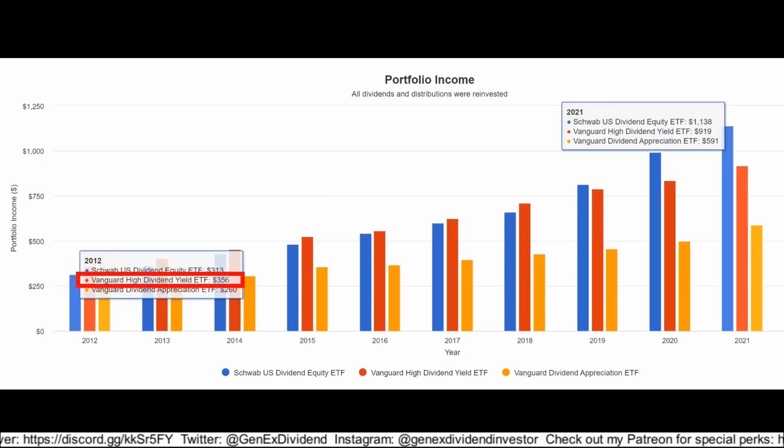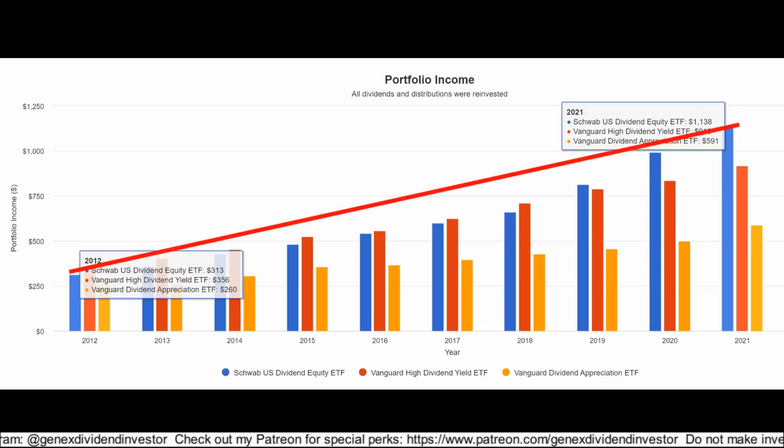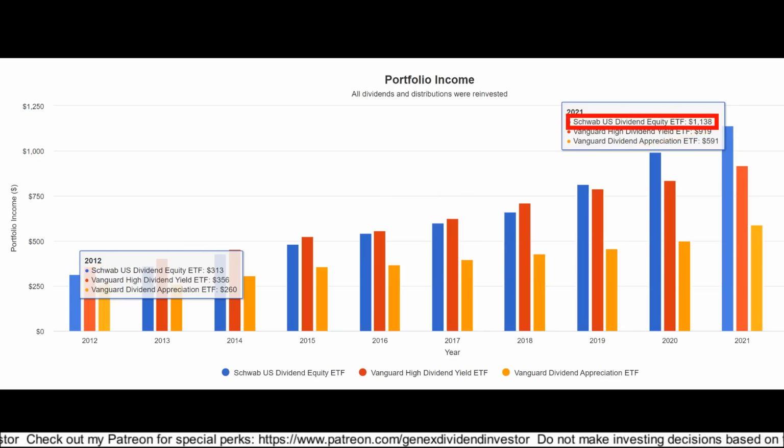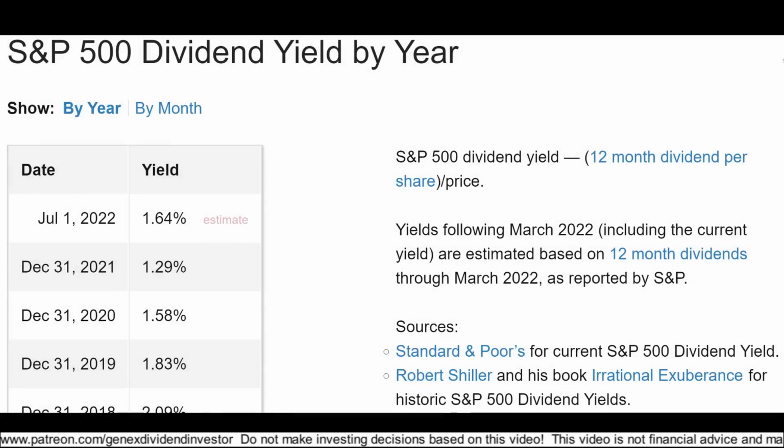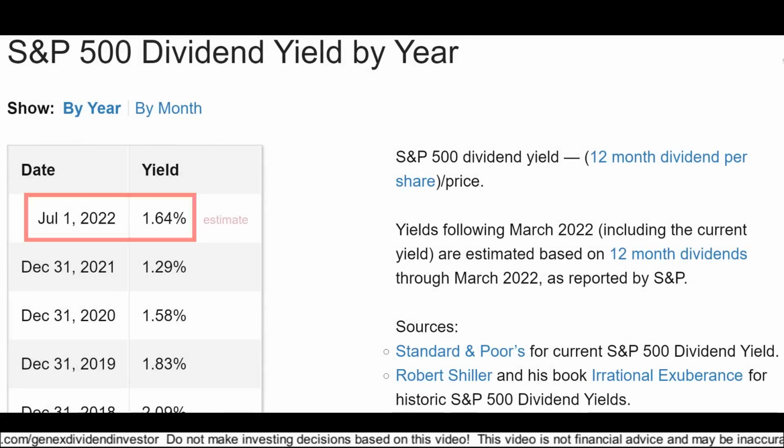We see that Vanguard's high dividend yield ETF had a slightly higher starting yield at 3.56%, and the Vanguard dividend appreciation ETF had the lowest starting yield at 2.6%. And then if we look over time, we see that SCHD's dividend has grown the fastest, and in 2021 it would have yielded $1,138 of dividends versus $919 for VYM and $591 for VIG. The S&P 500 is currently the lowest yield of the bunch, running well under 2%.